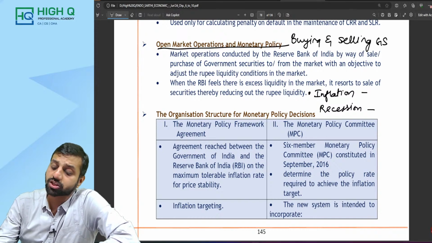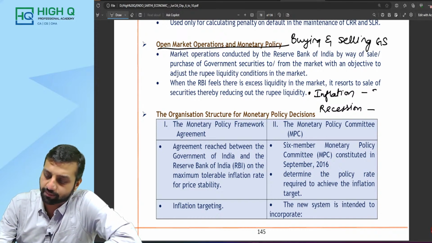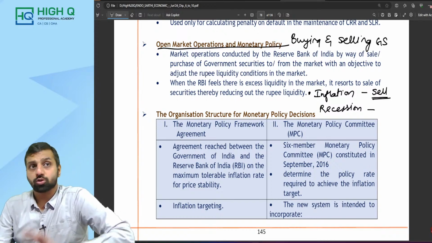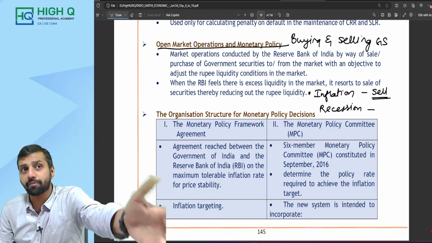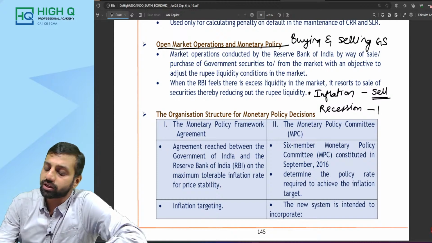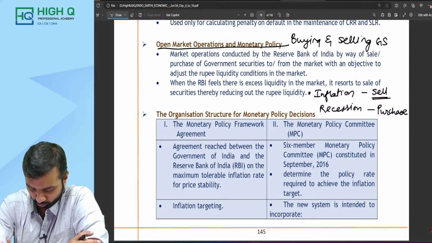During the time of inflation, we want to reduce the money supply. So if you want to reduce the money supply, RBI should sell securities so that people will purchase. If people purchase, they will give money to the RBI. And during the time of recession, the RBI should purchase the securities.